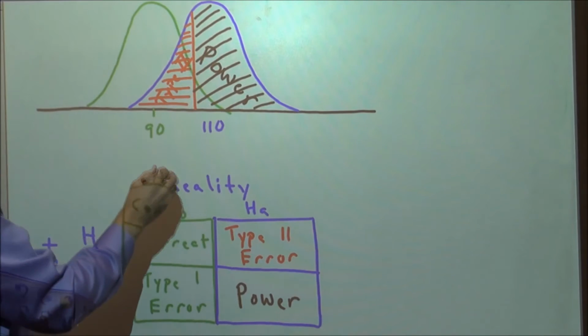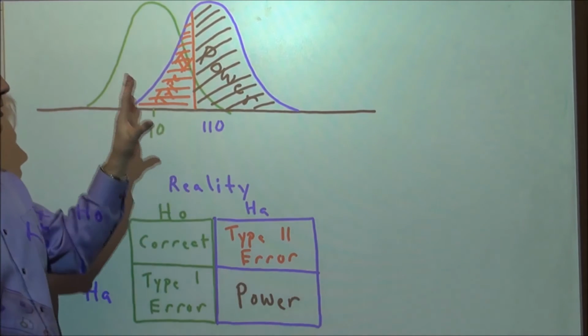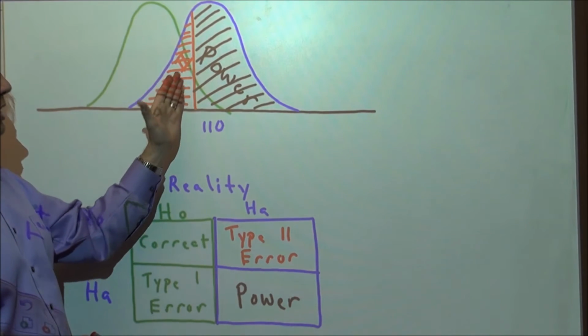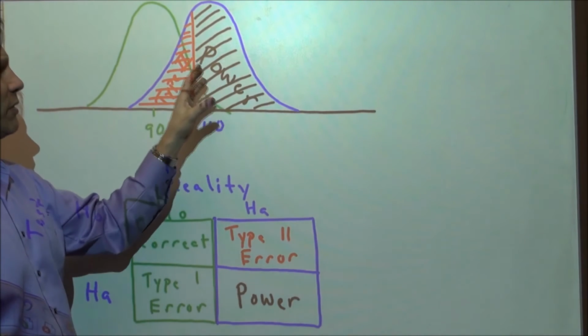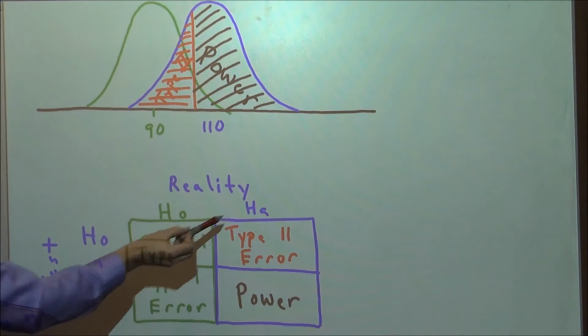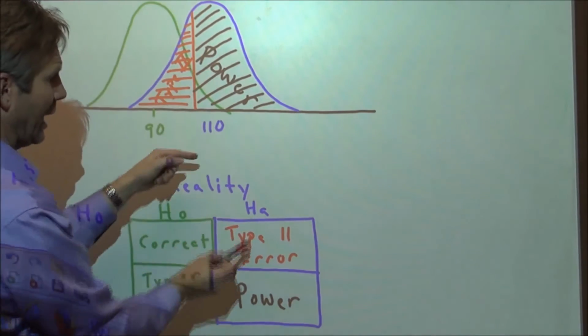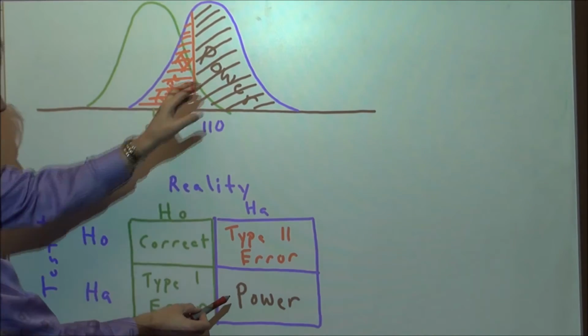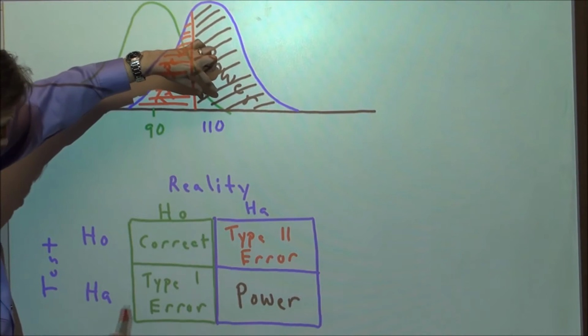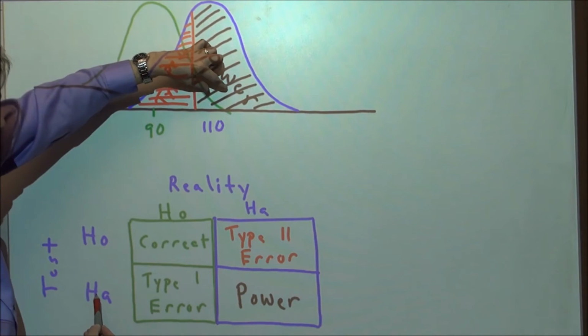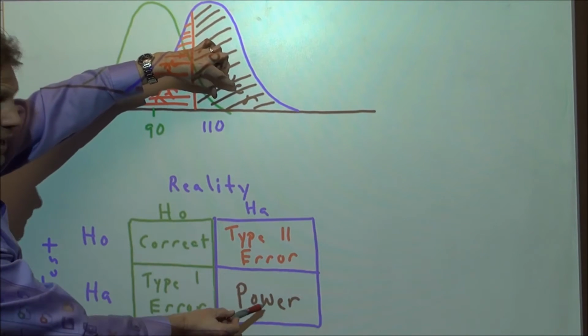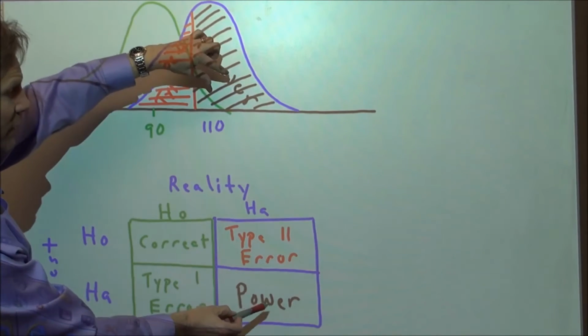So here's a picture of it. The power of the test is going into this blue distribution and getting a big enough sample mean so that you can reject the null. And if the alternative really is true, the blue is really reality, if we get a big enough sample mean up here, we're going to correctly go with the alternative in our hypothesis test. That's the power of the test. We made the right decision.